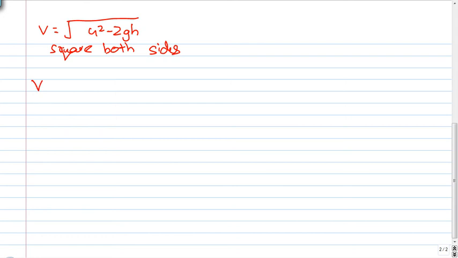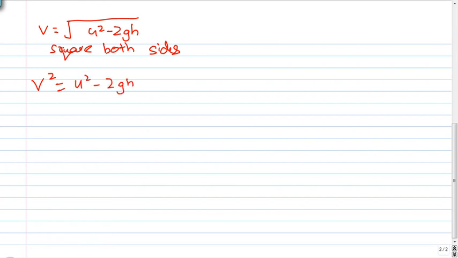V equals square root of u squared minus 2gh. What I first do for questions like that, because there's a square root, is I have to square both sides. If it's a cube root, you cube both sides. So I'll square both sides, and what I'll get is v squared. When a square root is squared, you are essentially getting rid of the square root. So u squared minus 2gh.